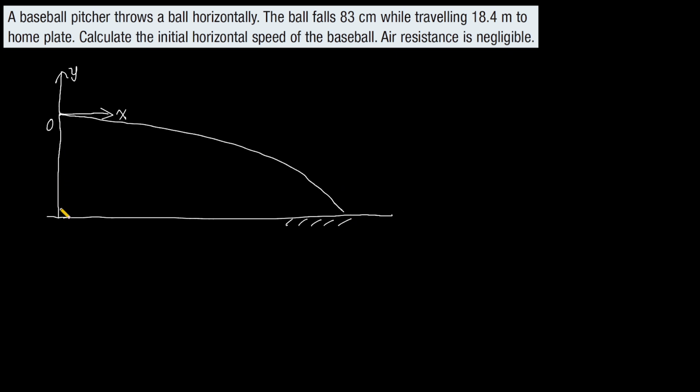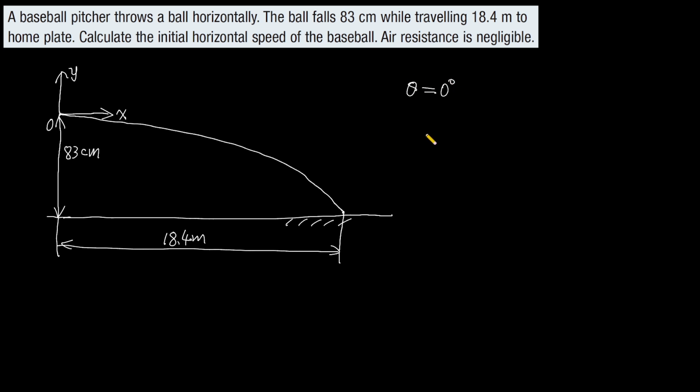And this distance is just 83 centimeters. And this distance is 18.4 meters. We do not know the initial velocity, but we know the angle between the direction of the initial velocity and the horizontal line is 0 degree. So theta is 0 degree.